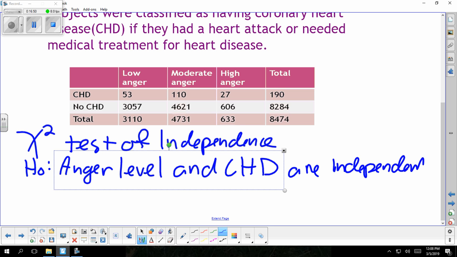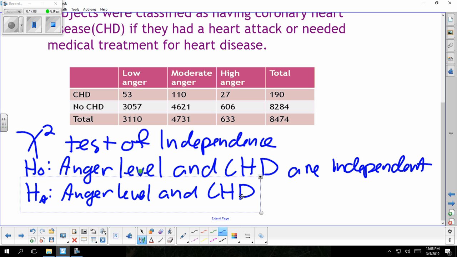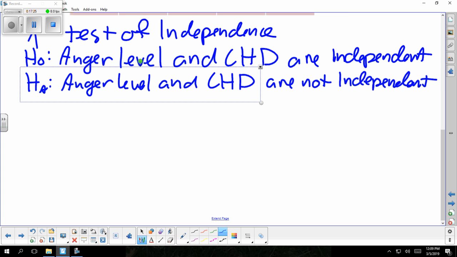The null hypothesis is always this. You can say are independent, are not related, and the alternative: anger level and coronary heart disease are not independent. I want to go as far as to say it's dependent, or related or not related. That would be a better way to say it. And we're not given a significance level, so I'm going to choose, let's write, 5%.